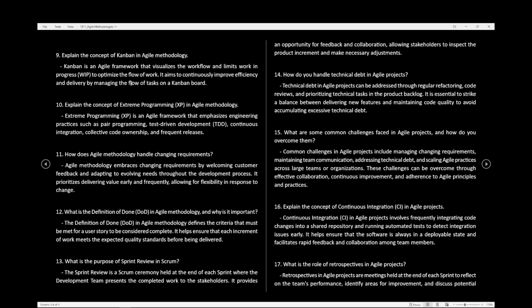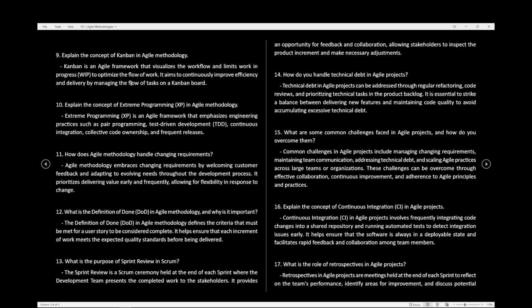How do you handle technical debt in Agile projects? Technical debt in Agile projects can be addressed through regular refactoring, code reviews, and prioritizing technical tasks in the product backlog. It is essential to strike a balance between delivering new features and maintaining code quality to avoid accumulating excessive technical debt.